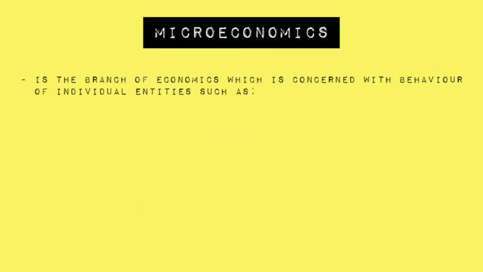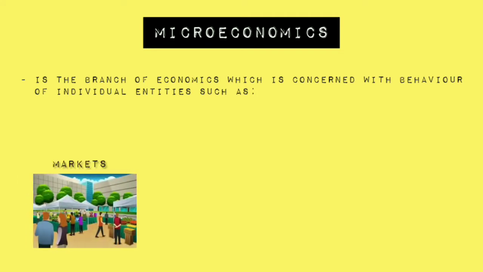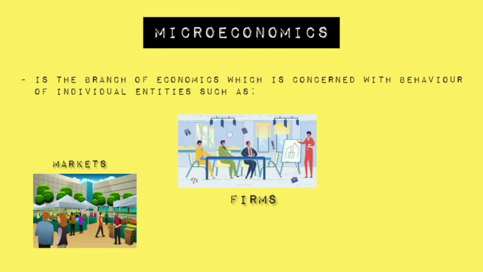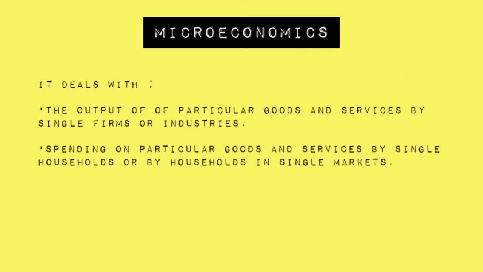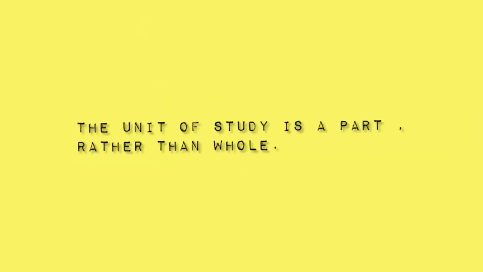Microeconomics is the branch of economics which is concerned with the behavior of individual entities such as markets, firms, and households. It deals with the output of particular goods and services by single firms or industries, and with spending on particular goods and services by single households or by households in single markets. The unit of study is a part rather than the whole.